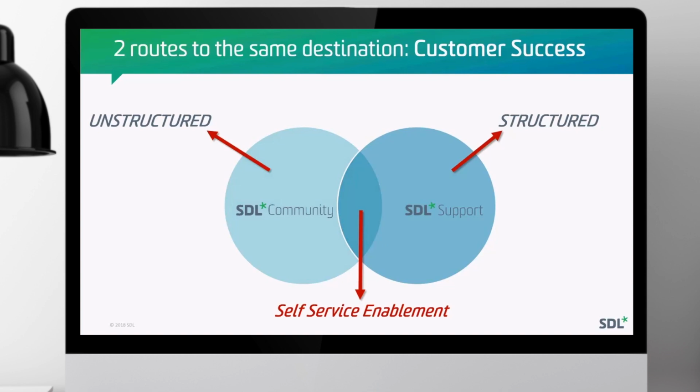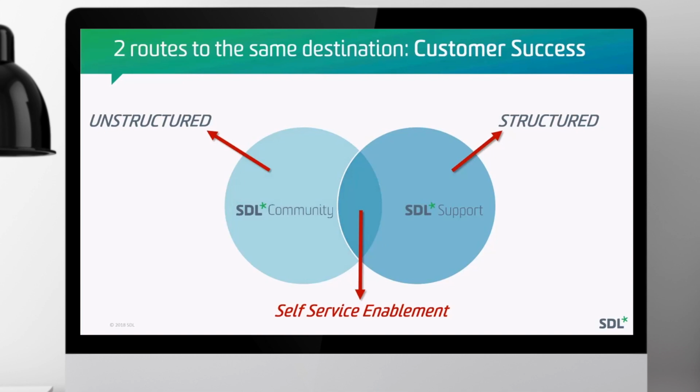So the SDL community on the left side is what we call unstructured, and it's triggered by users' or domain experts' questions or blog posts, for instance. And it's possible to start a discussion or question in any group or forum on the community. The content of these questions might be either technical or non-technical. It really doesn't matter as long as it's related to SDL.